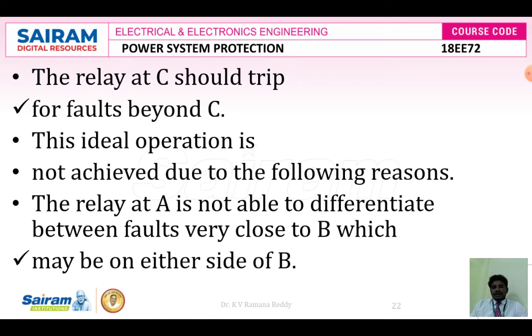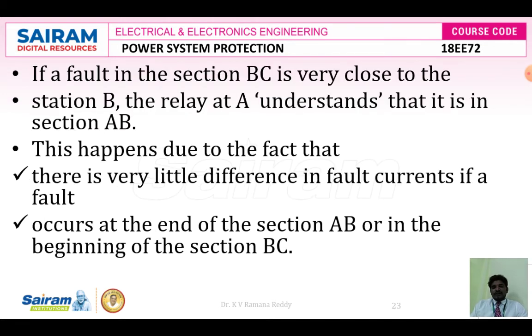The relay at A is not able to differentiate between faults very close to B, which may be on either side of B. If the fault in section BC is very close to station B, the relay at A understands it as being in section AB. This happens because there is only a little difference in fault current between a fault at the end of section AB and one at the beginning of section BC.